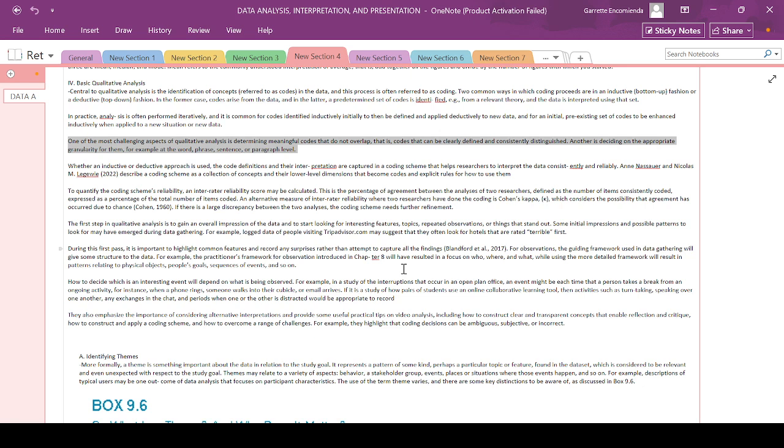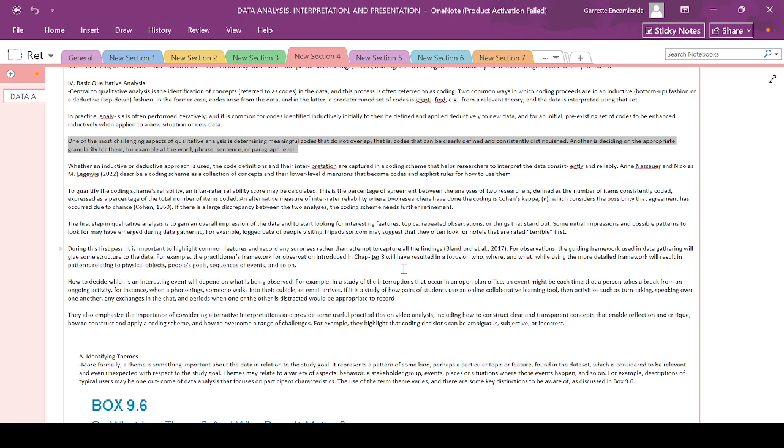So for example, the practitioner's framework for observation introduced in Chapter 8 will result in asking who, where, and what, while using the more detailed framework will result in patterns relating to physical objects, people's goals, sequences of events, and so on. Remember how we use heuristics, this who, where, what, and a more detailed one for experts who need to get a hold of the observation for an ethnography study or observation way of gathering data. So this is your starting point of analyzing qualitative data.